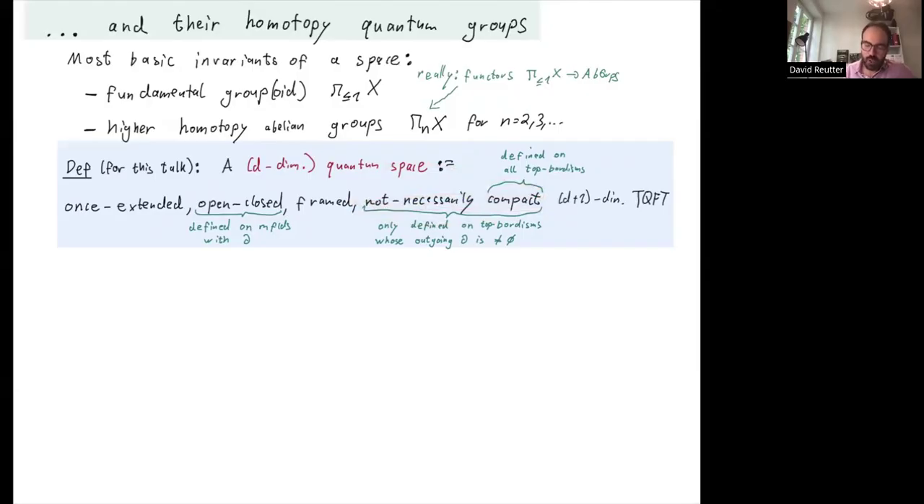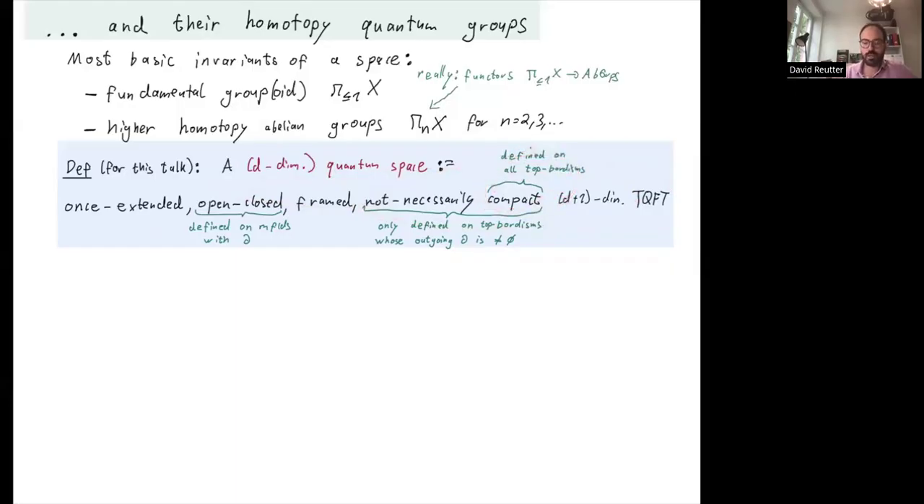In physics, you often like to consider TFTs that are not defined on all top-dimensional bordisms. This allows less finite constructions. And compact means, in physics language, that the TFT is really defined on all manifolds. And not necessarily compact means a TFT that's only defined on top-dimensional bordisms whose outgoing boundary is non-empty. And everything I'm going to say here, in fact, applies to these less finite TFTs. But if you like fusion categories and so on, these are all compact TFTs. So these are really defined on all manifolds.